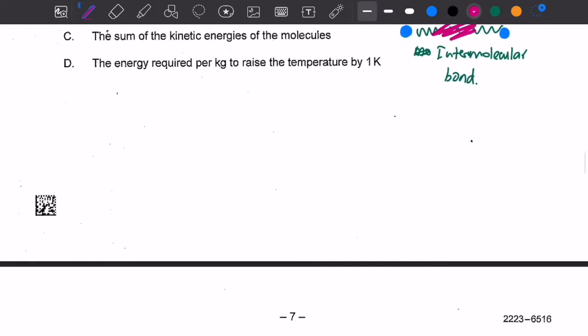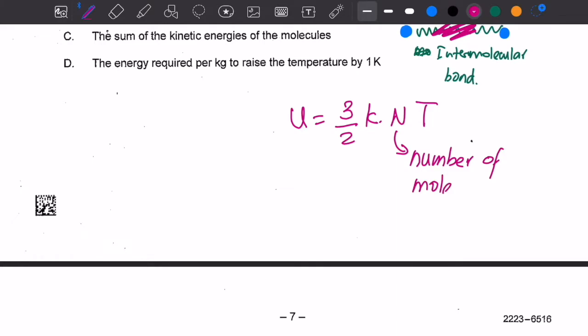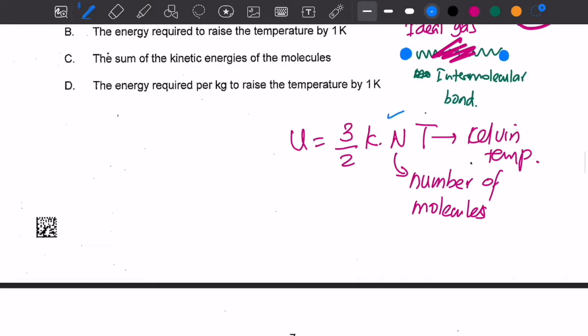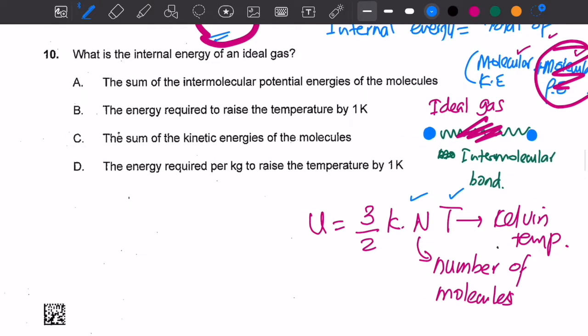So internal energy is only about 3 over 2 nkT. This is about the number of molecules, and this is the Kelvin temperature, right? So only two things can affect the internal energy of an ideal gas: the number of molecules and the temperature. If you look at the sum of intermolecular potential energies of the molecules, there are no molecular potential energies in an ideal gas.